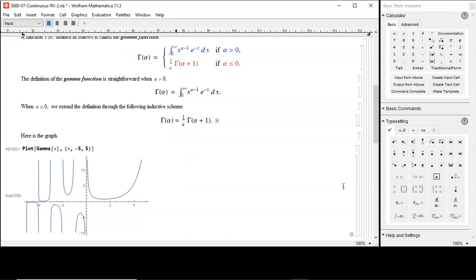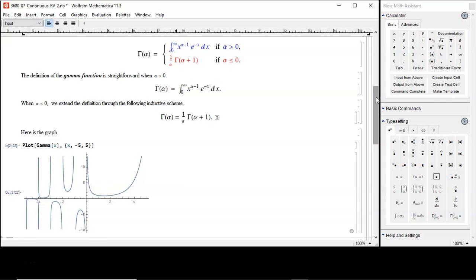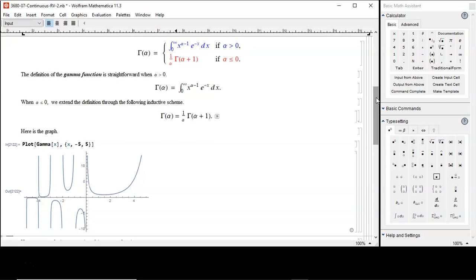Let me show you the graph. The graph of gamma function looks like this. When alpha is greater than 0, we have this integral, and that part gives you the right-hand side of this graph. It turns out, when alpha is pretty close to 0, then gamma of alpha blows up to infinity, and we have a vertical asymptote. And as alpha increases, it comes down, down, down, we have a local minimum, and then it increases back again.